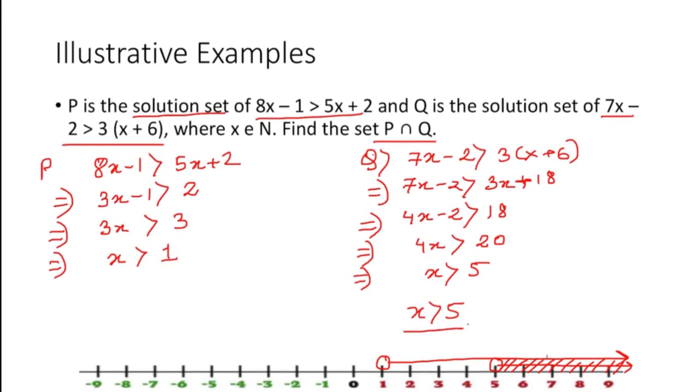So in our next session, we'll be solving more practice questions to reinforce your concepts further on inequations.